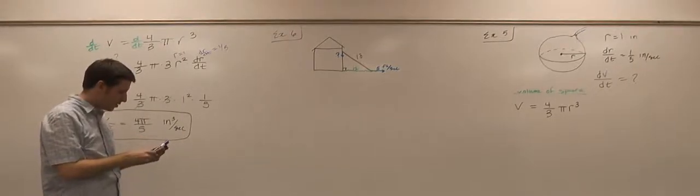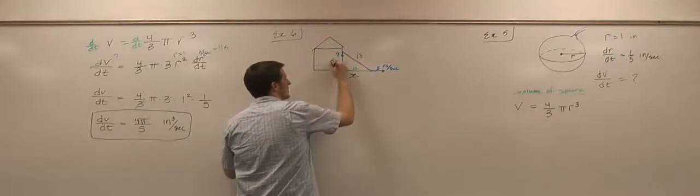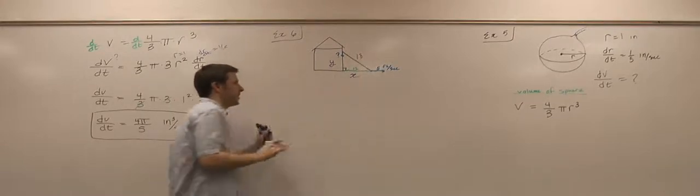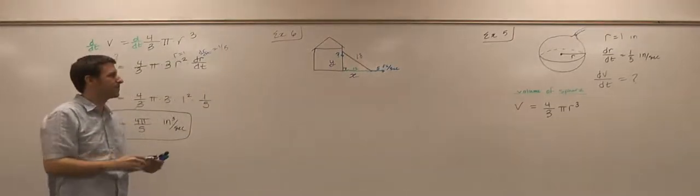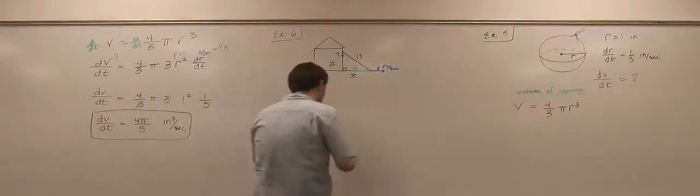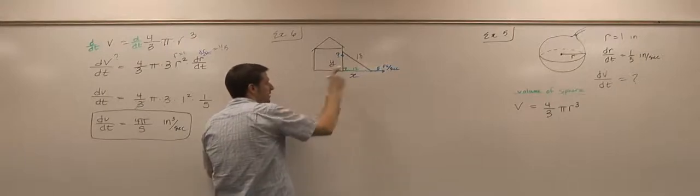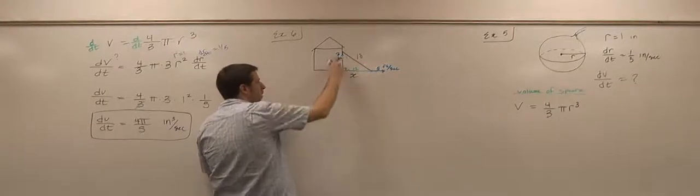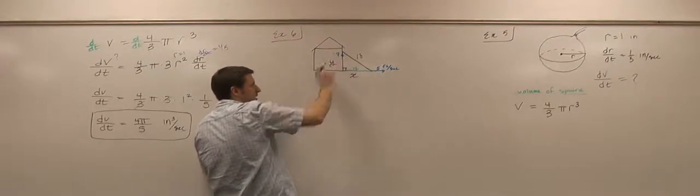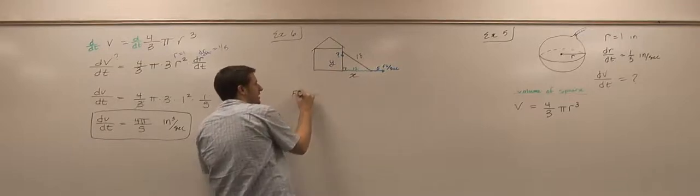So what I'm going to do is make some variables. I'll call this one x, this one y. I could call this one z, but like I said, it's constant, so I'm not going to bother making a name for it. And what I care about is dy/dt. That's what I'm trying to find. How fast is y changing? How fast is this end going down? How fast is this distance shrinking? So I'm trying to find dy/dt.